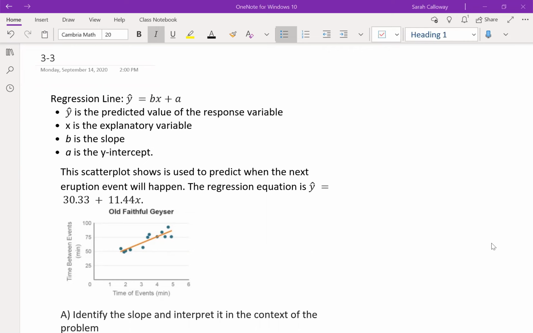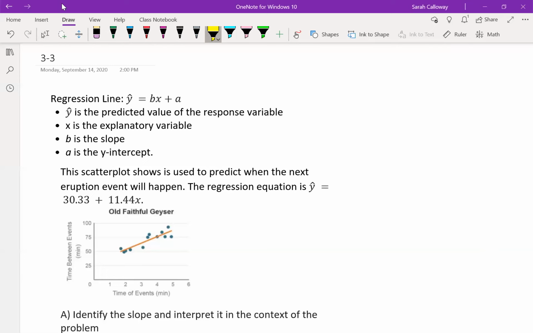So we're working specifically with the linear regression line, and that line is expressed as y hat equals bx plus a, where y hat is the predicted value of the response variable, x is the explanatory variable, b is the slope, and a is the y-intercept.